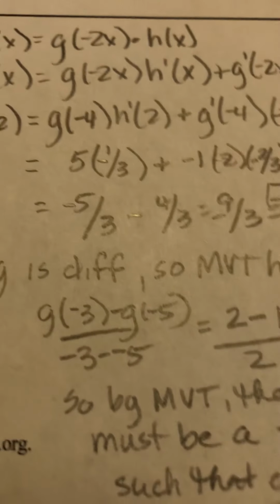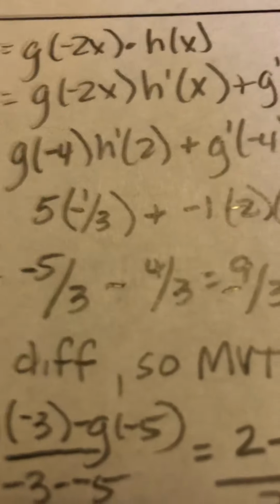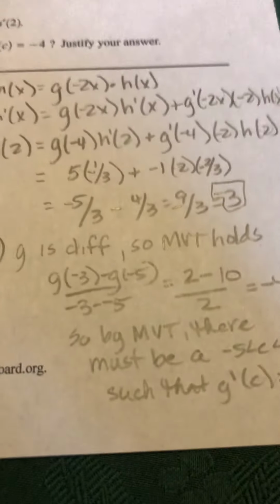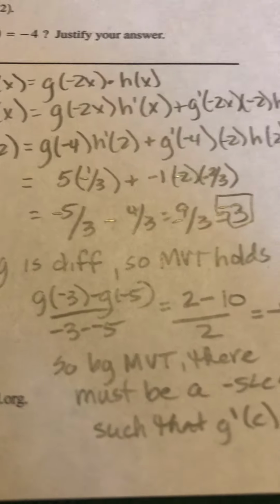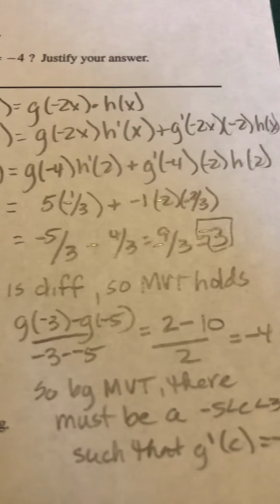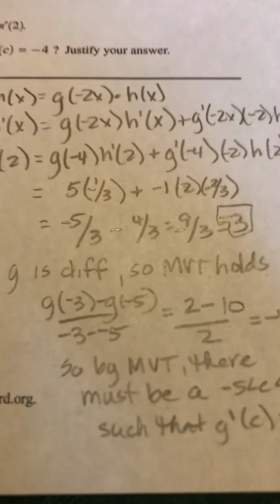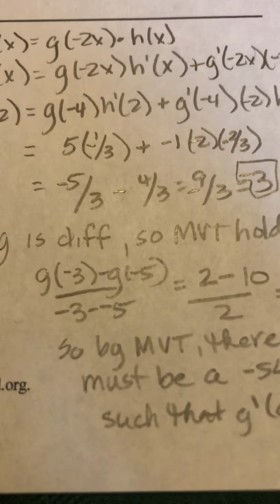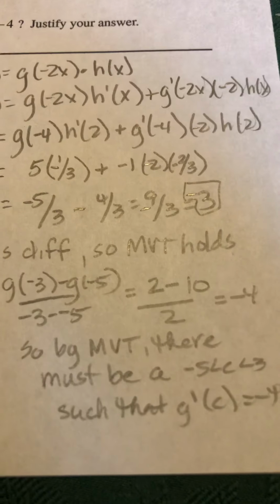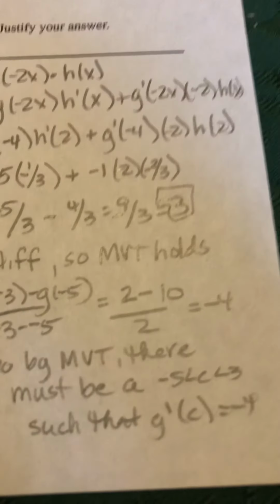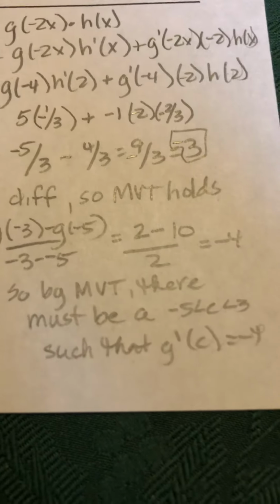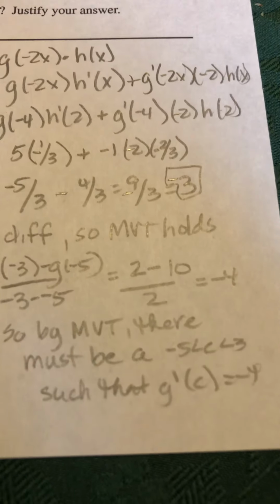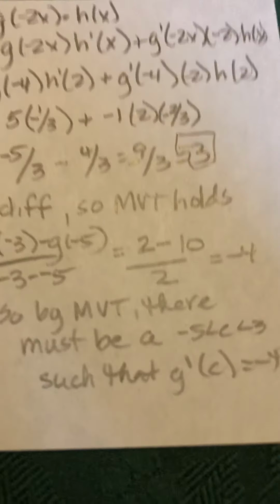The last one: is there a number c in the interval such that g prime of c equals negative 4, and justify your answer. Well, they told us that g is differentiable, so the mean value theorem holds true. So we do g of negative 3 minus g of negative 5 over negative 3 minus negative 5 gives us negative 8 over 2 or negative 4. So by mean value theorem, there must be a value between negative 5 and negative 3 such that g prime of c equals negative 4.